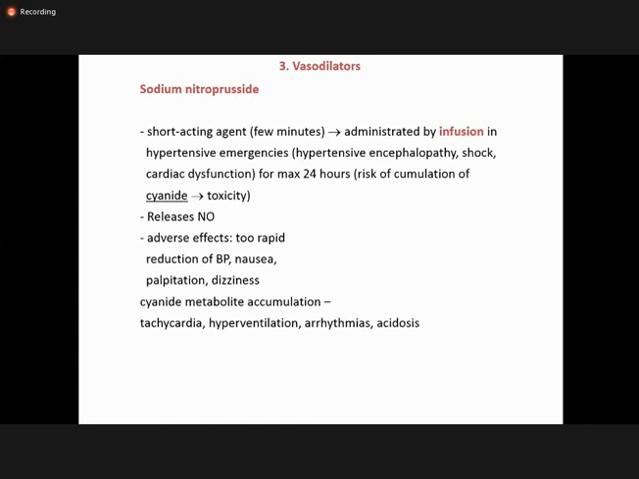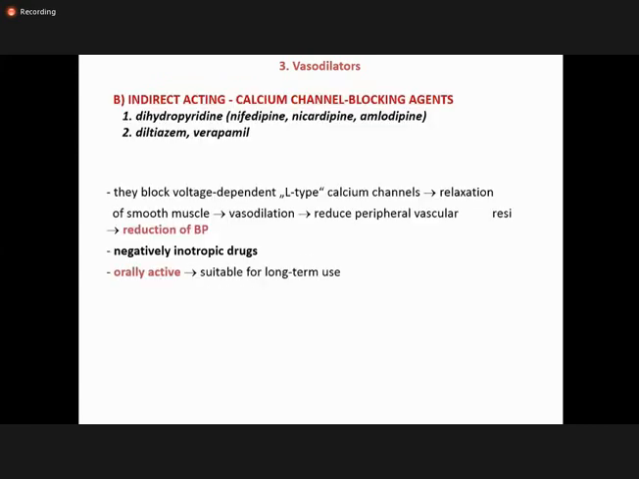Adverse effects: too rapid reduction of blood pressure. So this is another possible side effect, a sudden drop in the blood pressure that may lead to reflex tachycardia and salt and water retention. Okay, cyanide metabolite accumulation, tachycardia, hyperventilation, arrhythmias, and acidosis. Okay, this is all about the direct acting.